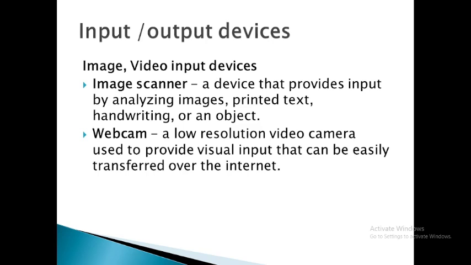Another category of input device is the image and video input devices. For example, we have an image scanner. This is a device that provides input by analyzing or processing images, printed text, handwriting, or an object and takes it into the CPU for processing.